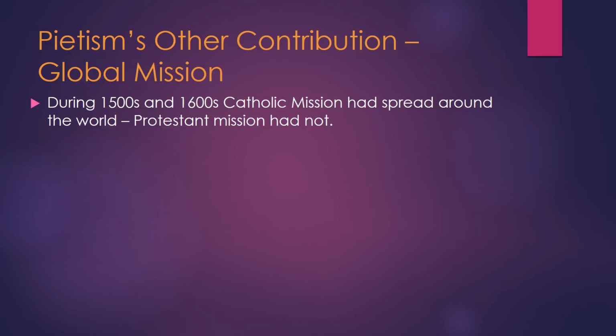You see, during the 1500s and 1600s, Catholic mission had spread around the world. The Jesuits had done a huge amount. Why do you think most of the world is Catholic today? The Jesuits going to South America, Asia, Africa, all over the place. However, at the same time, as I said at the beginning, Protestant mission had not. Protestants were more concerned about arguing amongst themselves or converting Catholics to Protestants.